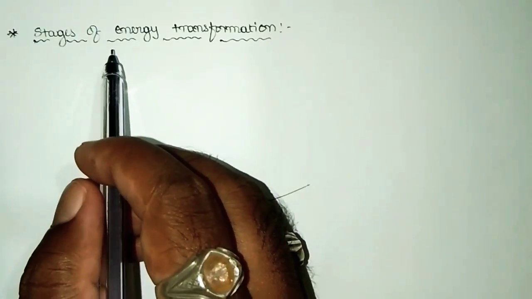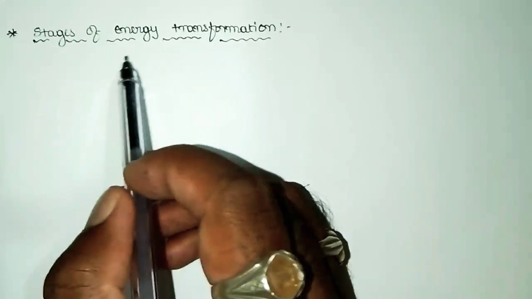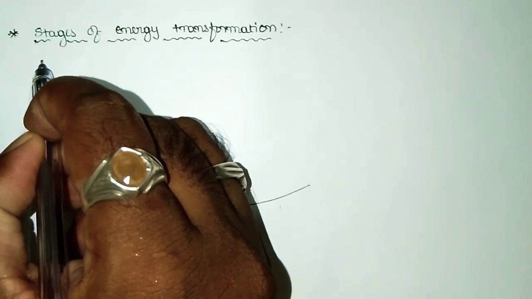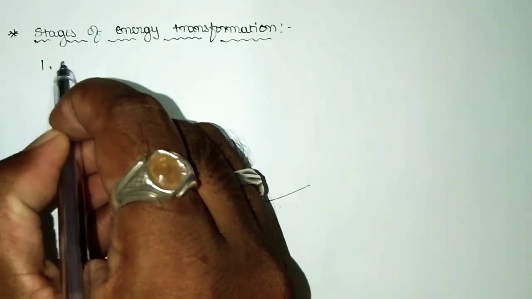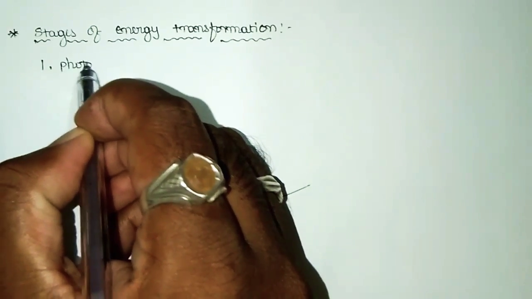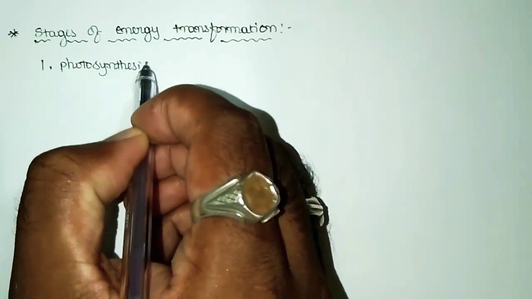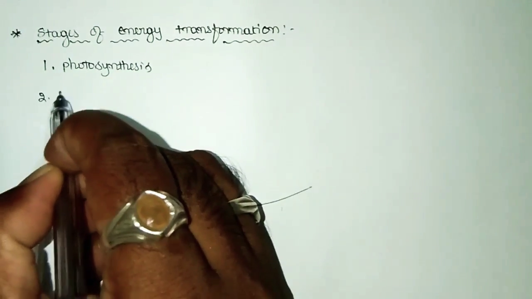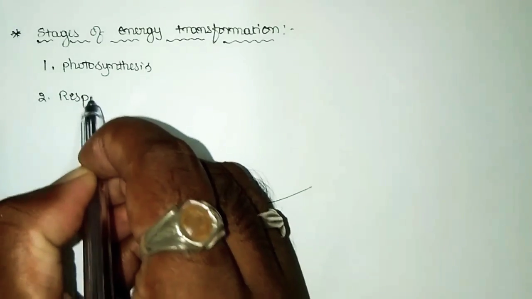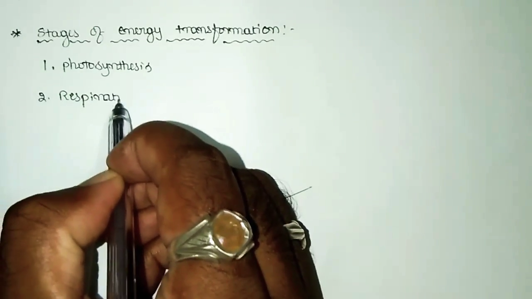So under energy transformation, under the stages of energy transformation, there are 3 stages. The first stage is called photosynthesis. This is the first stage of the energy transformation, that is photosynthesis. And number 2 is respiration, which occurs in all the living cells.